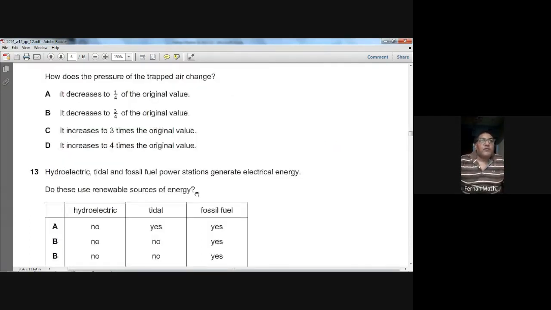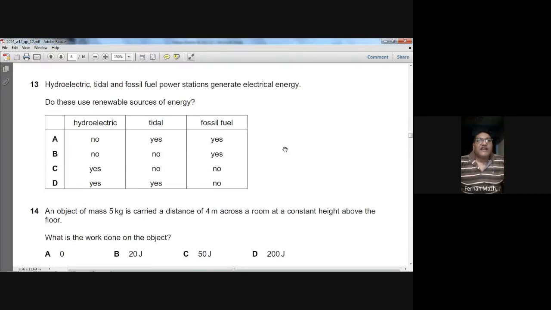Okay, now students, we are moving to question number 13. It says hydroelectric, tidal, and fossil fuel power stations generate electrical energy. Do these use renewable sources of energy? Hydroelectric is a renewable energy source. Tidal is a renewable energy source. Fossil fuel is a non-renewable energy source. For question number 13, the option is D. I hope you have understood.